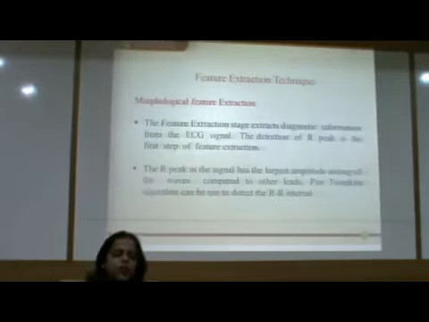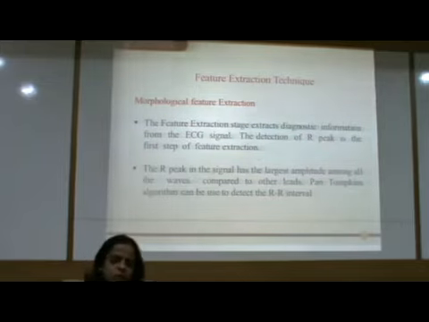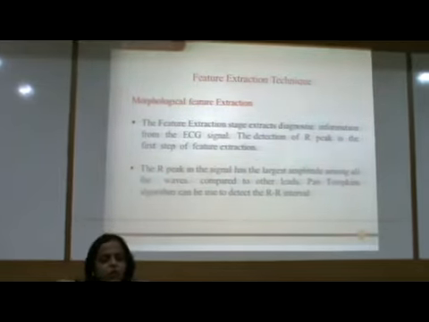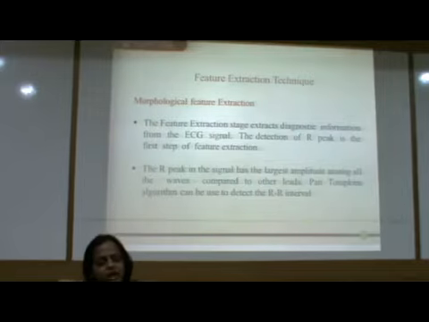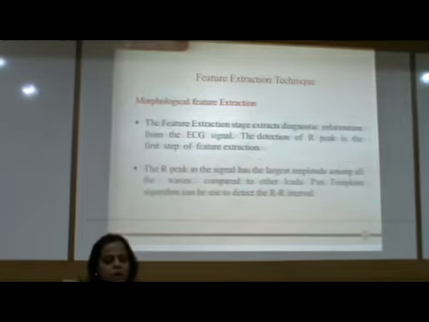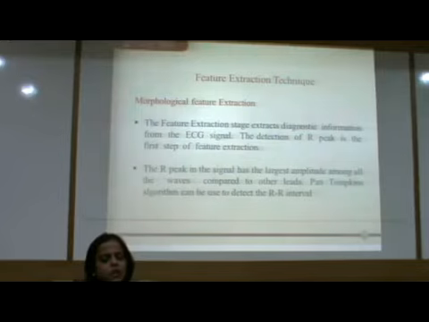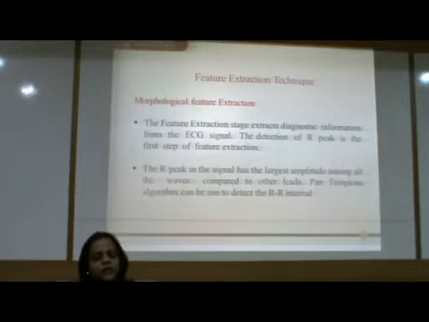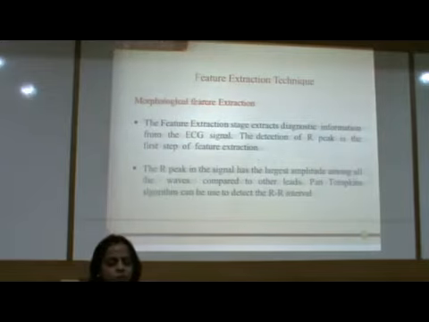After that, in the feature extraction, the morphological feature extraction stage extracts diagnosis information from the ECG signal. The detection of the R peak is the first step of feature extraction. The R peak in the signal has the largest amplitude among all the waves compared to the other leads. The Pan-Tompkins algorithm can be used to detect the RR interval of the ECG signal.